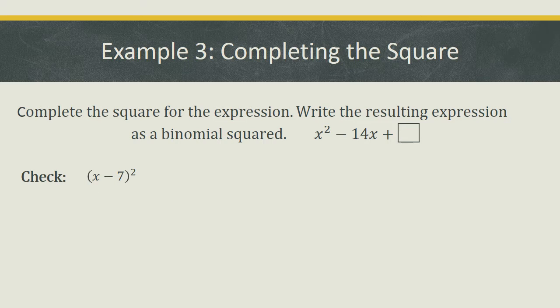So now we're going to check it to make sure it's right. It comes back to what we got. So x minus 7 times x minus 7, you FOIL it. First, outers, inners, last. You get x squared minus 7x plus 49. Combine like terms, x squared minus 14x plus 49. And that's what we got. So we know we did it right.